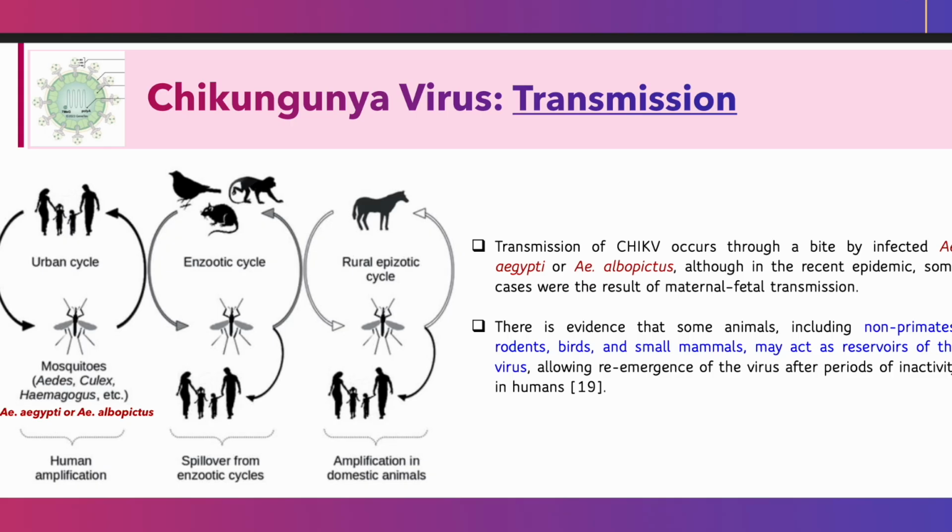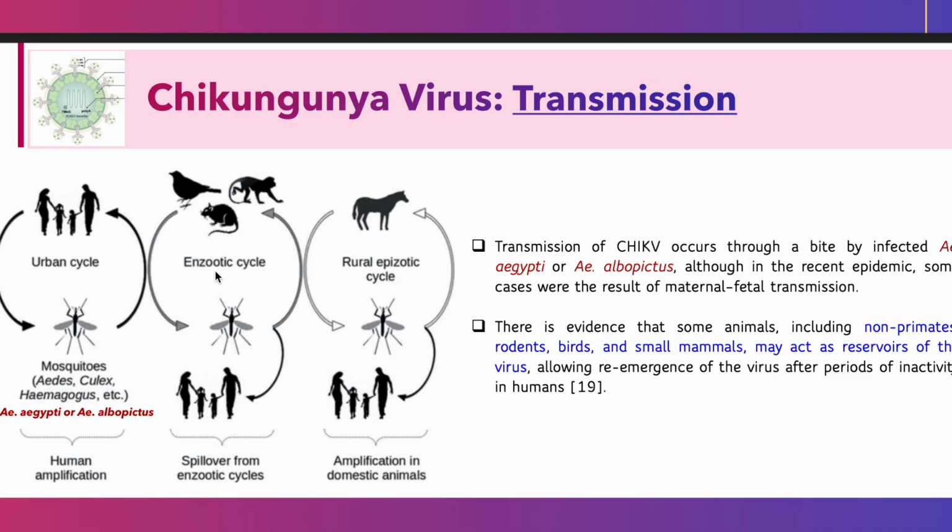Now, for the transmission of chikungunya virus, there are main cycles, which are the urban epizootic cycle and the rural epizootic cycle. The main vectors are Aedes aegypti and Aedes albopictus, depending on the epidemic area. So the first one, the urban cycle, the mosquito bites directly the human. So this is human amplification, human to human.